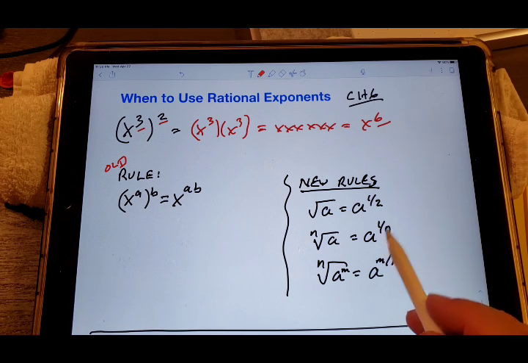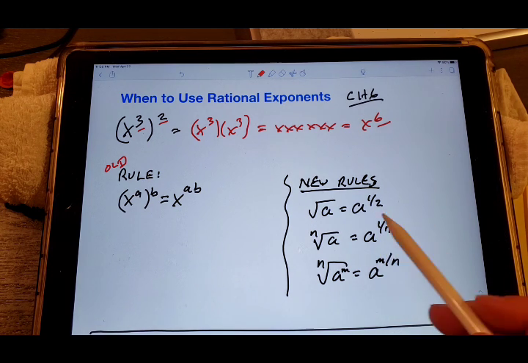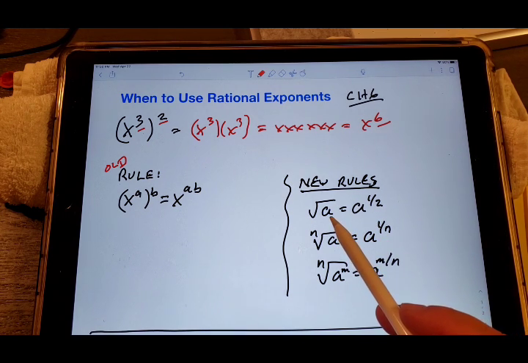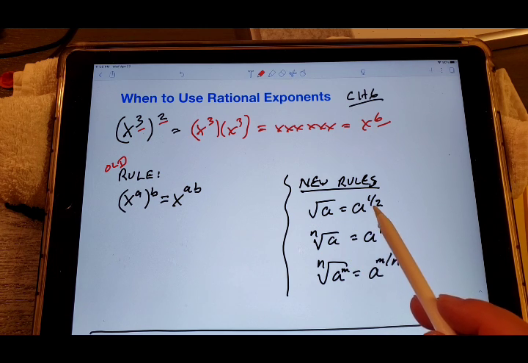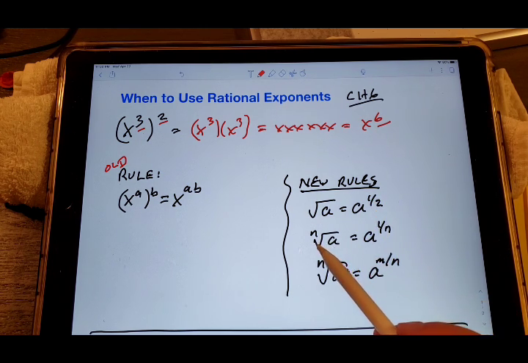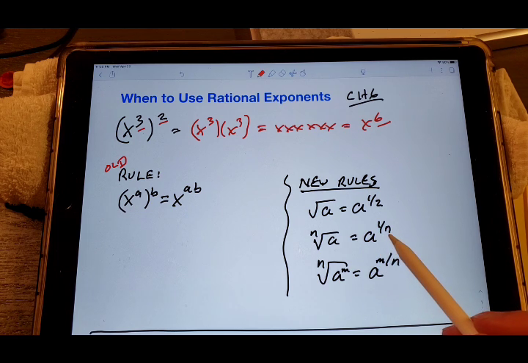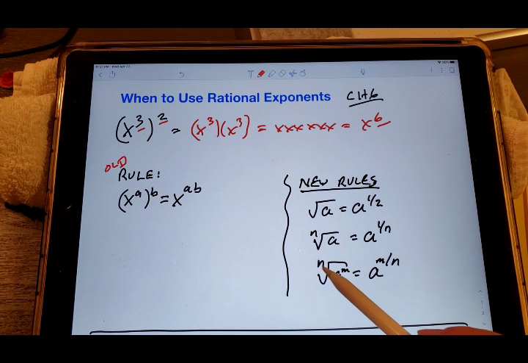But the new Chapter 6 rules are over here, and they are, you can take the square root of a and rewrite it as a to the 1/2. The nth root of a, write it as a to the 1 over n. And even if you have this fraction here, well, the eventual fraction here, if you have the nth root of a to the m, you can write it as a to the m over n.